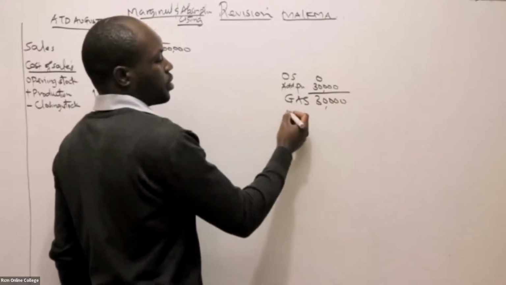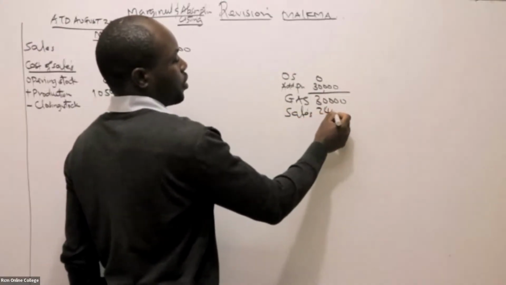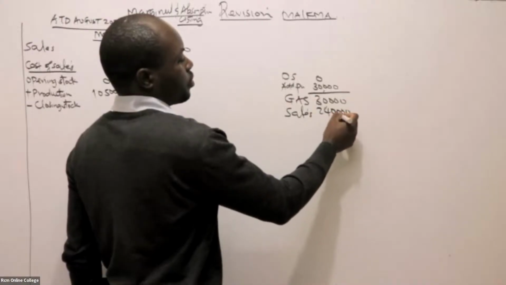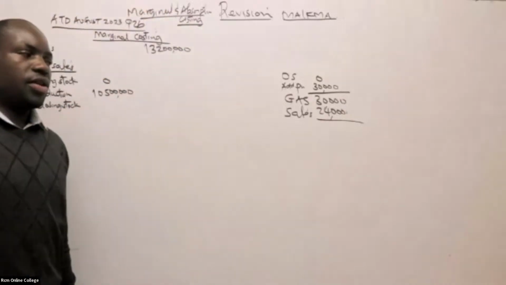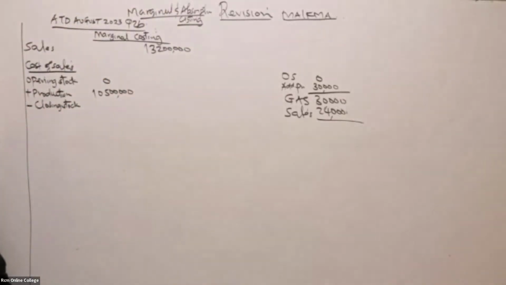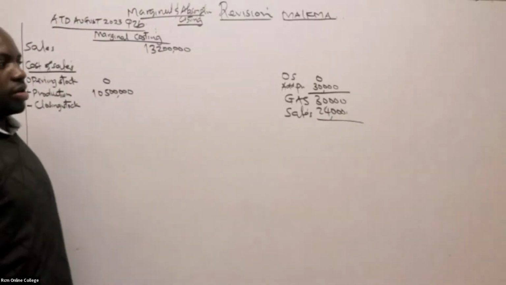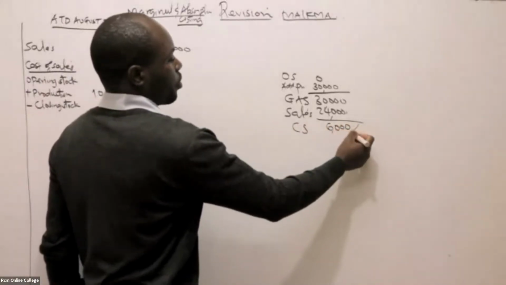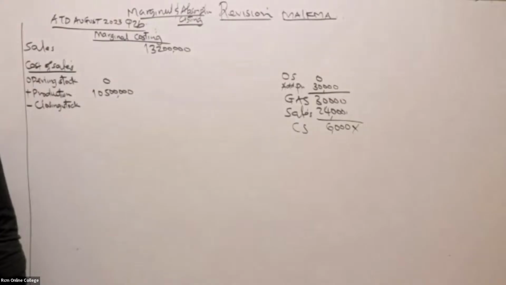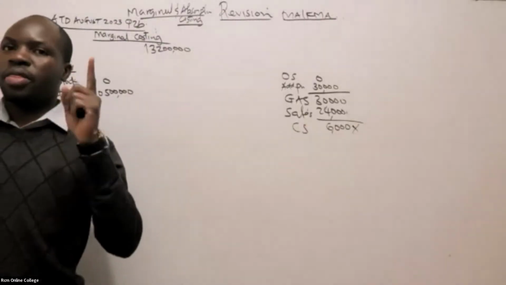Only to find out that goods that were sold is equal to 24,000. Where did the remaining 6,000 go? You have 30,000 units to sell, but you only managed to sell 24,000. So whatever is remaining will be your closing stock. So our closing stock is equal to 6,000. What did we say about the valuation of the closing stock? We value our closing stock at the production cost per unit.